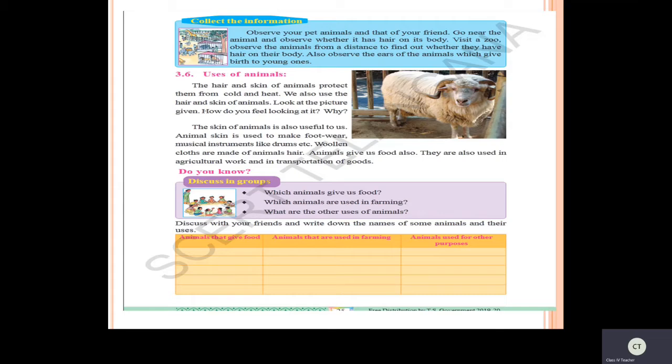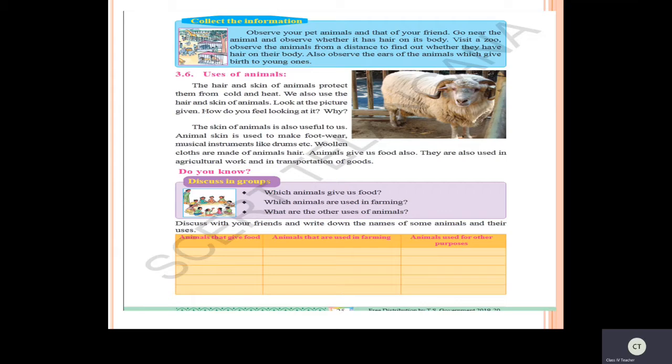We also use the hair and skin of animals. Yes, children, we also use the hair and also skin of animals. Now look at this picture, children. Yes, this hair is also useful to us for preparing clothes. Okay, and we can use this during the winter season. Yes, children. Now, the skin of animals is also useful to us. Animal skin is used to make footwear, musical instruments like drums, etc. Woolen clothes are made of animals' hair.